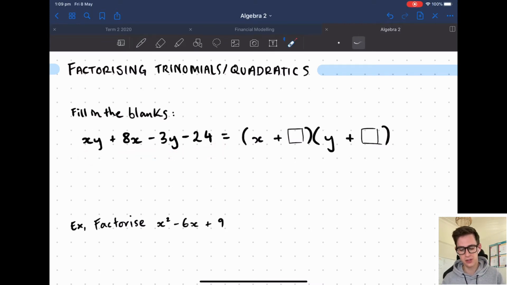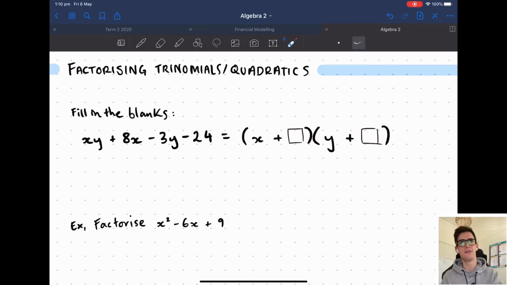And if I was going to factorize this, so put it back into brackets, unexpand it, I'm telling you that one bracket has an X and one bracket has a Y. I want you to figure out what would go in each of these boxes. If you reckon you can have a go at this on your own, pause the video and have a try.